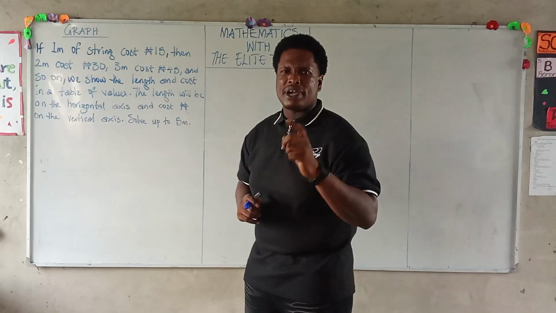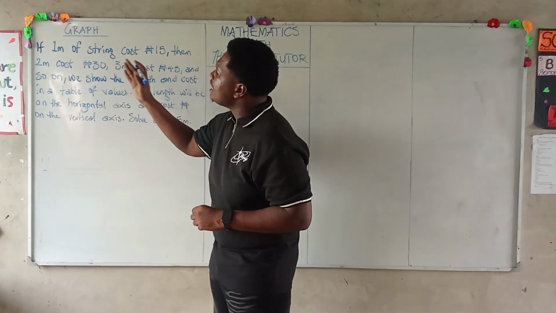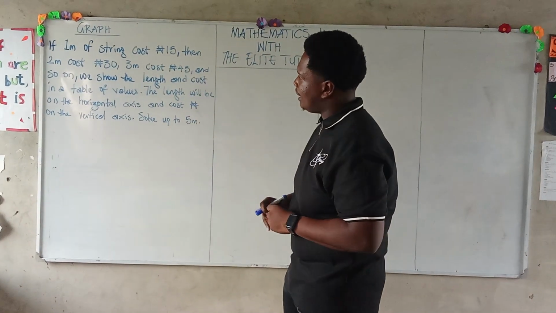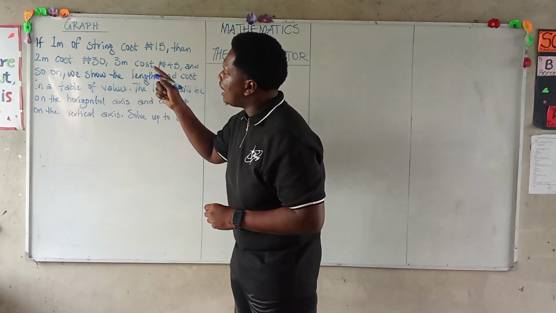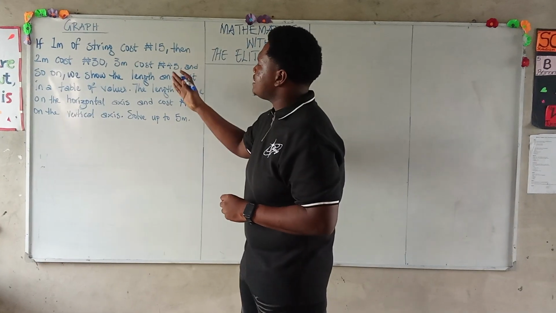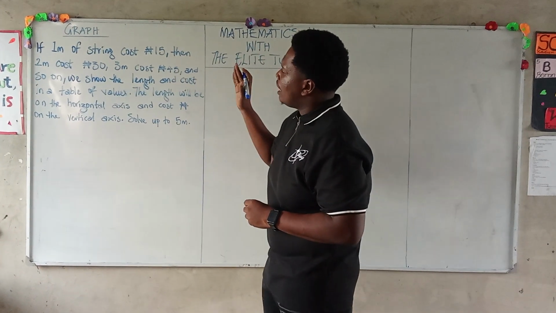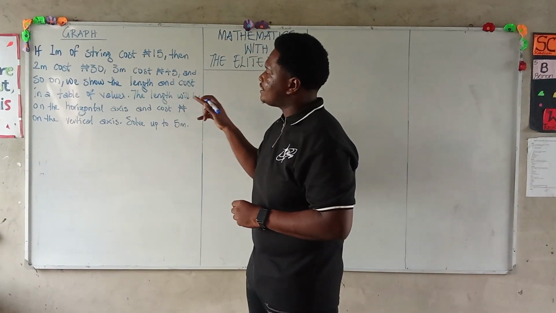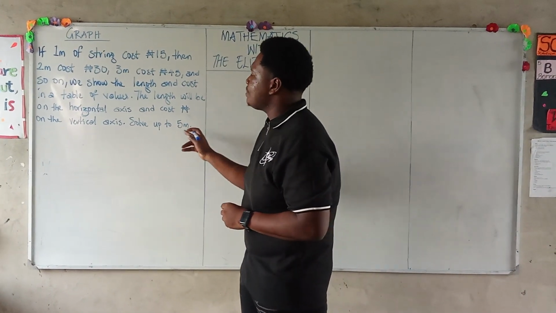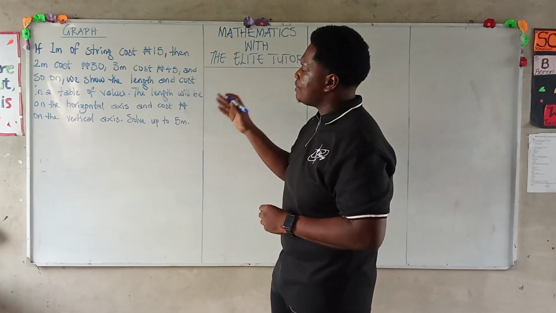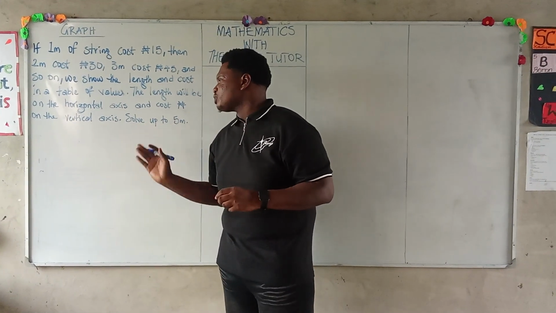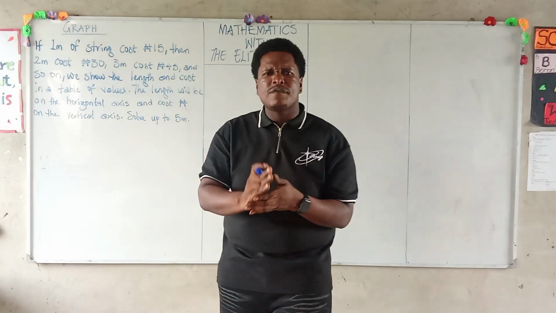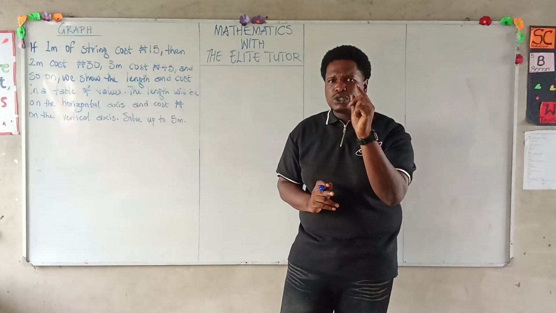Now let's look at this question that we have. If 1 meter of string costs 15 naira, then 2 meters cost 30 naira, 3 meters cost 45 naira, and so on. We should show the length and cost in a table of values. The length will be on the horizontal axis and cost will be on the vertical axis, and solve up to 5 meters. Now, when solving and analyzing questions involving graph, there are two things I want you to note.